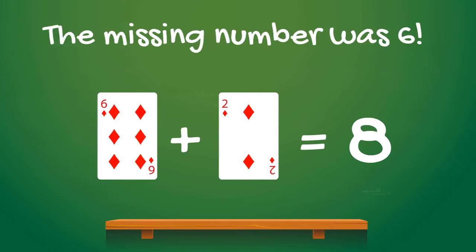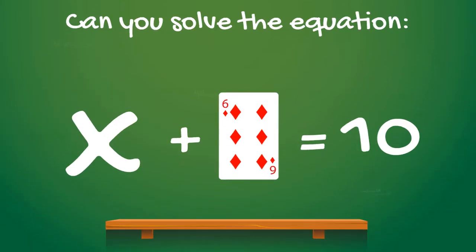Well, I'm sure you got that. The missing number was a 6. Let's try another one. Same thing. I've been given 2 cards. One of them is a 6. The other one I've taken off the table and I'm hiding it from you. But I'll let you know that I'm calling it X in this equation. Now when I add 6 and my mystery card X, I get 10. Can you solve the equation and tell me what X is equal to? Pause the video. Give it a try.